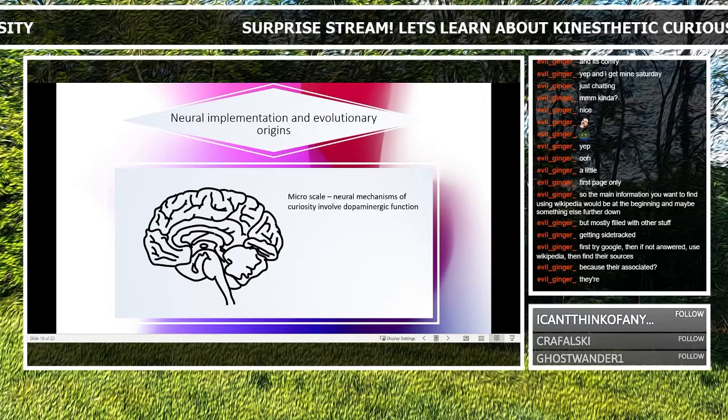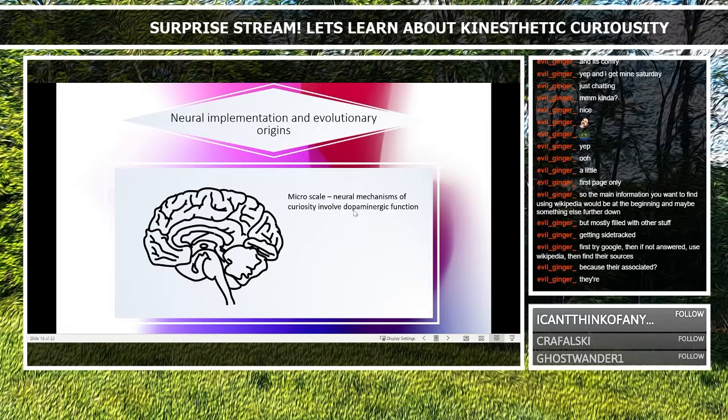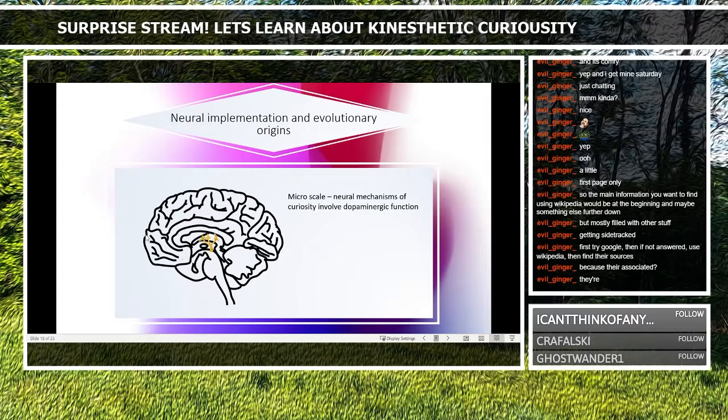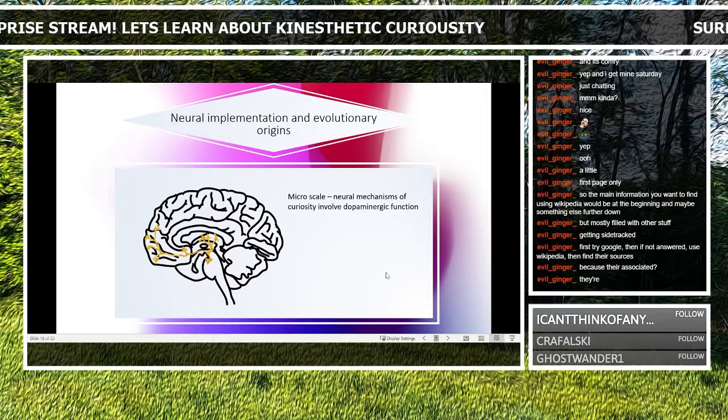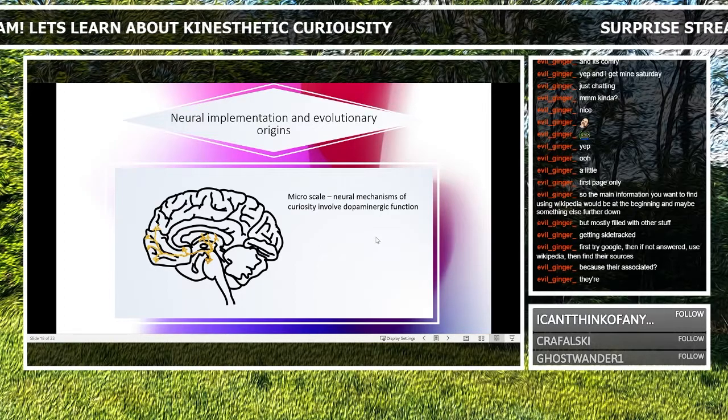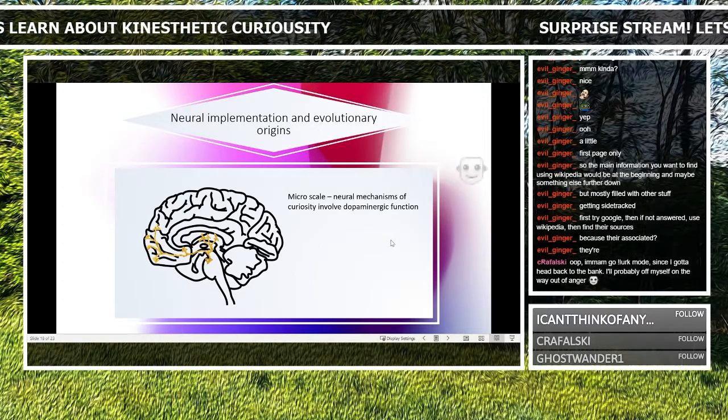So this is the section that's a little bit more concrete. It's the neural implementation and evolutionary origins. So they split these into 3 different scales. First is the microscale, where neural mechanisms of curiosity involve the dopaminergic function, and that looks like this. The dopaminergic function is basically your drive to do something. It's a very rewarding circuit. So if you start thinking about cookies, and then you're like, oh wow, I'm gonna go get a cookie, that's this activation, because you're thinking about that reward, you're going to it.